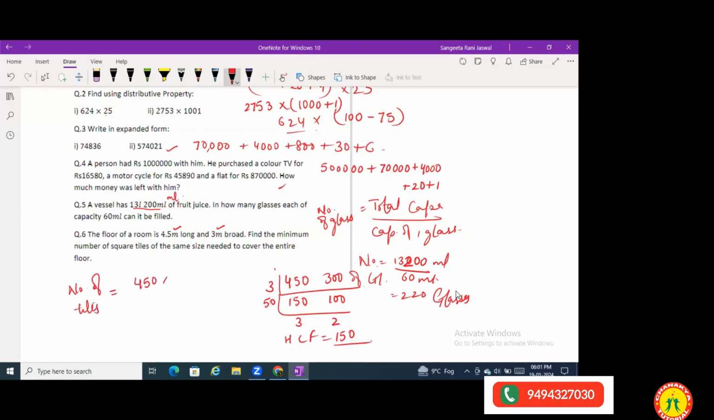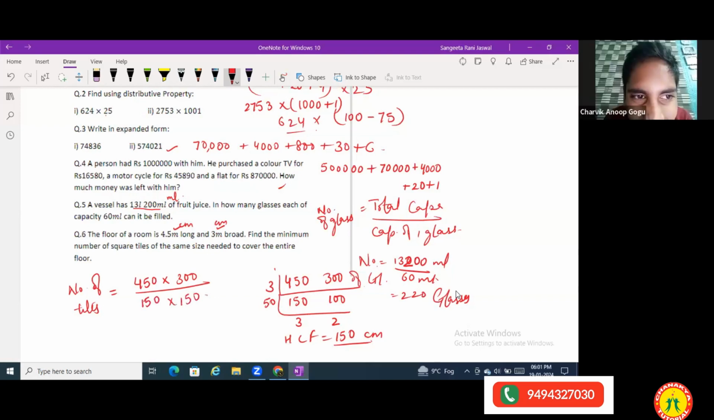So the number of tiles will be the total area of the room divided by the area of one tile. Area of the room is length into breadth. I had converted this to centimeters to remove the decimal point. One side of one tile is 150 centimeters, so that will be 150 into 150. Got it? Did you understand this?